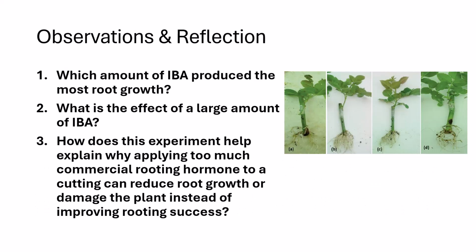Now you'll use the results to answer these 3 questions in your lab notebook. First, which IBA concentration produced the most root growth? Second, what happened when a large amount of IBA was used? And finally, step back and think about a real-world application. How do the results of this experiment help explain why using too much rooting hormone from a bottle can inhibit root growth instead of improving it? Relate your answer to the idea of hormone concentration and dose-dependent effects.